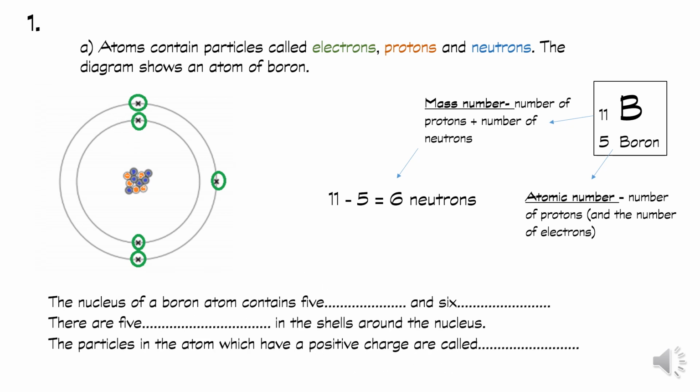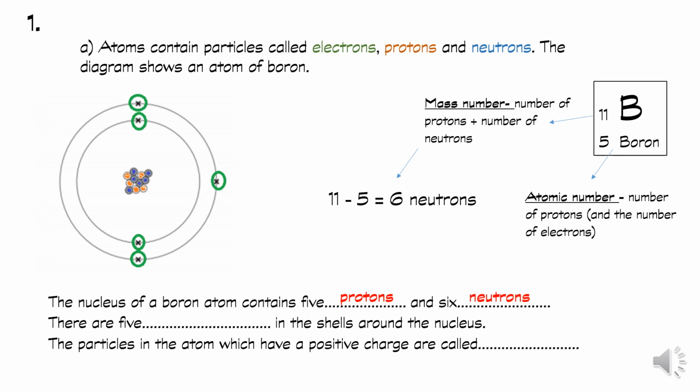So the question gives us sentence starters and we have to fill in the missing words. Let's start with the first sentence. It says the nucleus of a boron atom contains 5, and from our diagram we can see that we have 5 orange dots, which are our protons, and 5 X's, which are our electrons. So in here we are asked about the nucleus. In the nucleus we have 5 protons and 6 neutrons, as we just figured out.